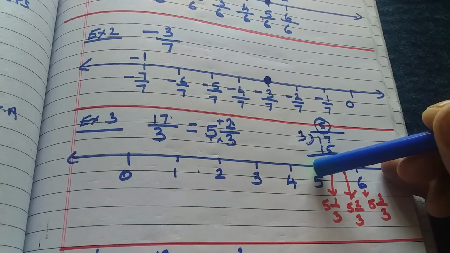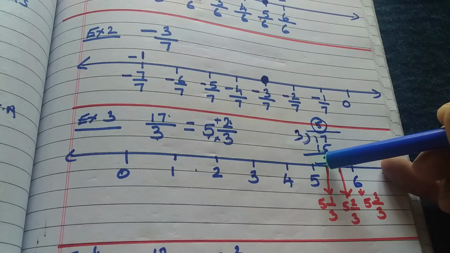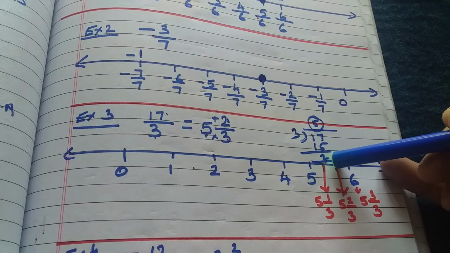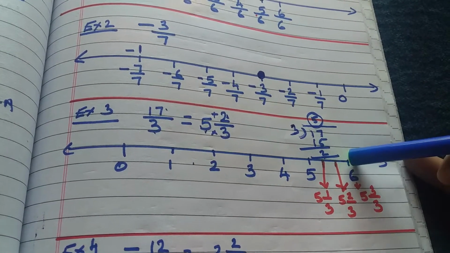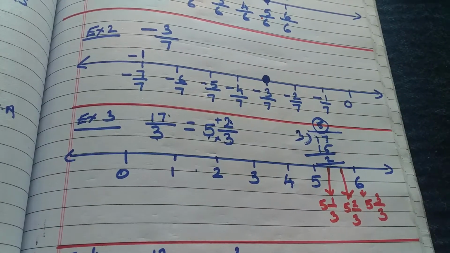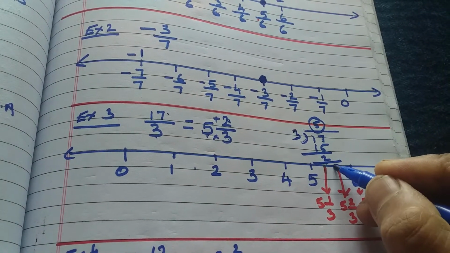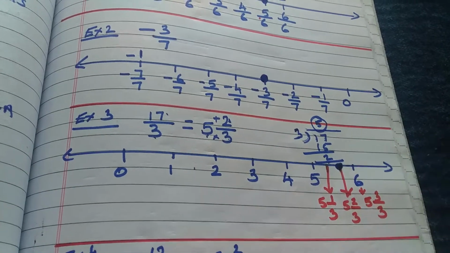Now the first one after 5, out of 3 portions, is 5 1 by 3. Second line is 5 2 by 3, and this line is 5 3 by 3, that is only 6. Now we want 5 2 by 3. So this is the position of the point 5 2 by 3.